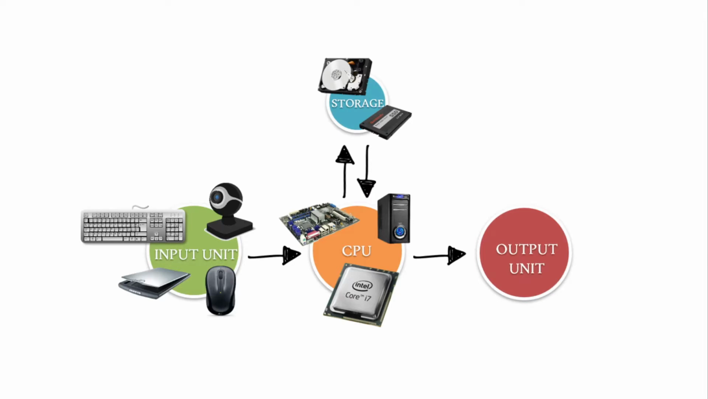Output unit. The output unit consists of devices with the help of which we get the information from the computer. This unit is a link between the computer and the users. Output devices translate the computer's output into a form understandable by the users.